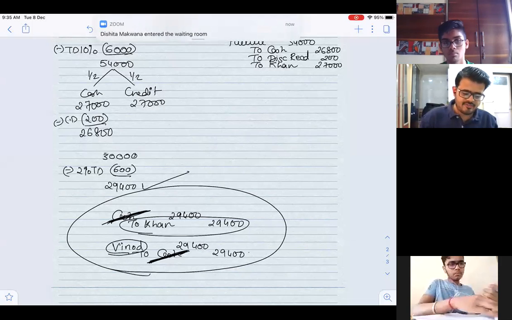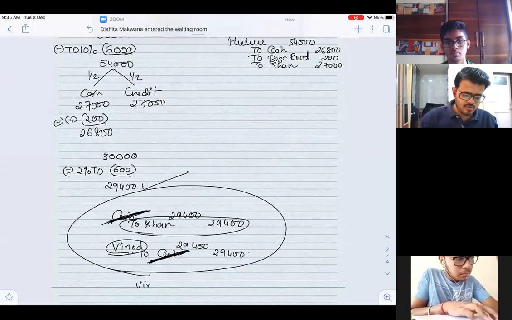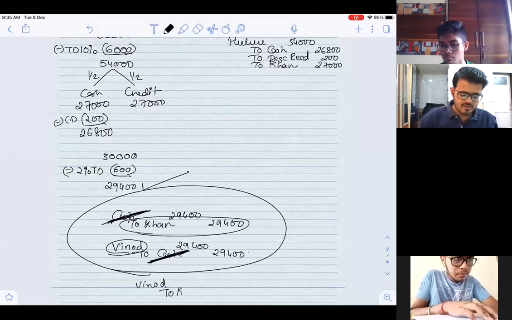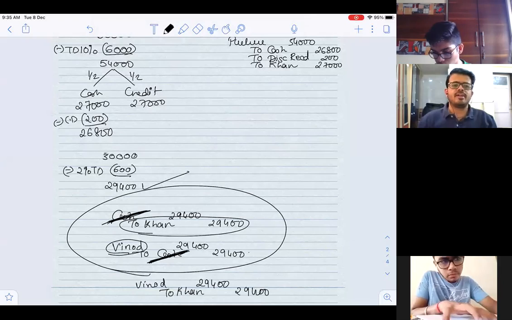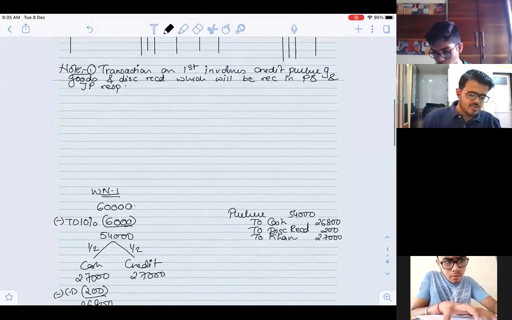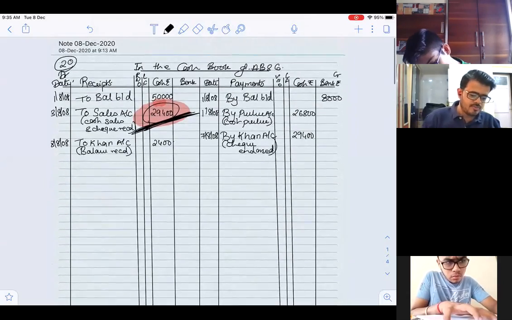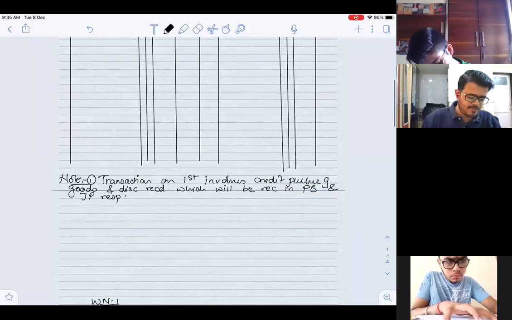Your combined entry is this: Vinod to Khan 29,400. All of you got that? Vinod to Khan 29,400. Direct entry you pass. Then the transaction will go in your note.